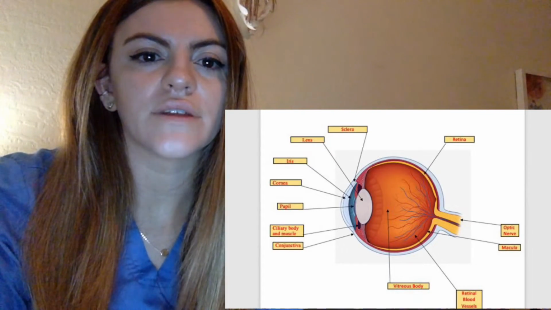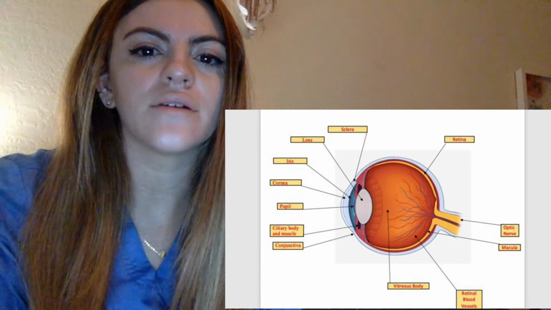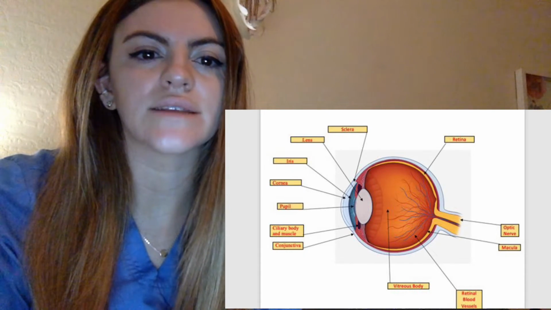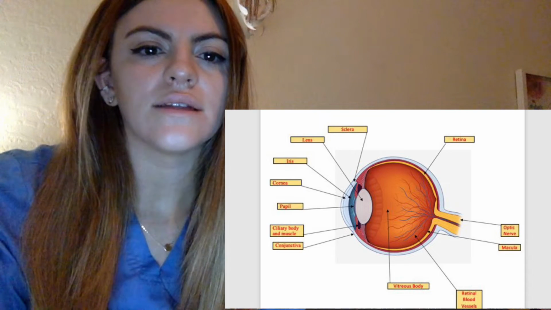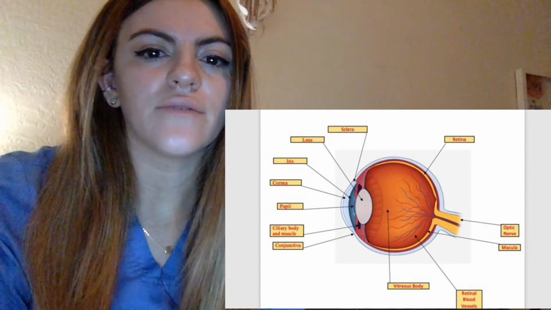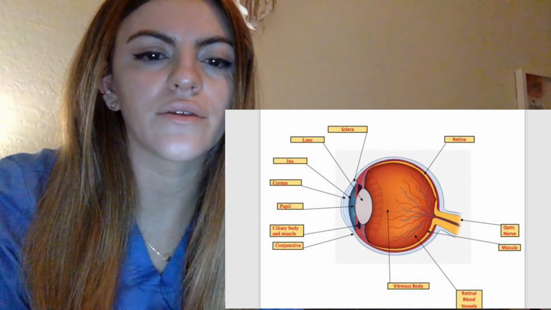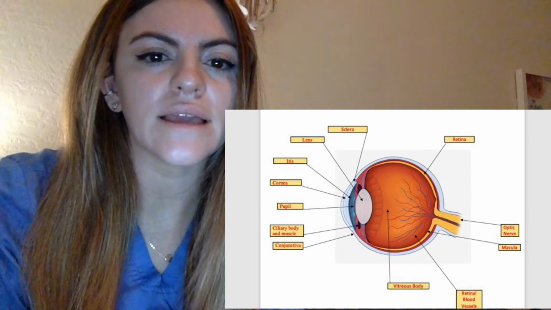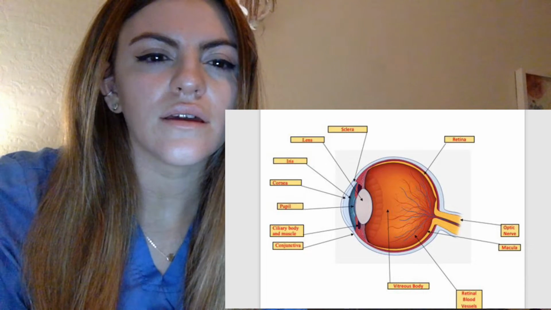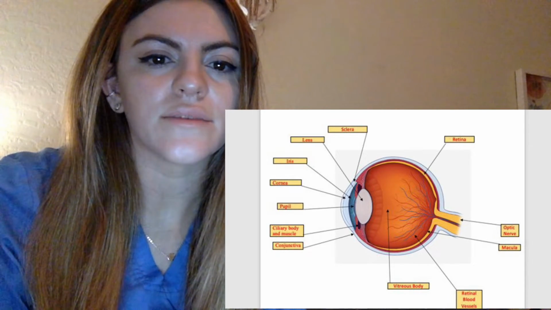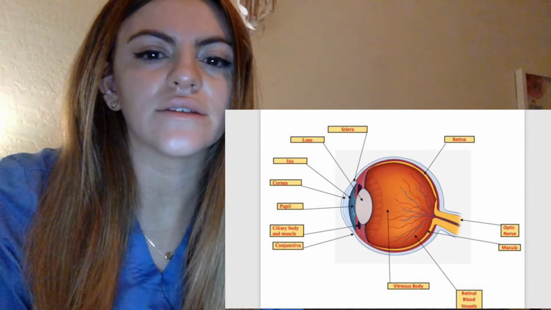So the sclera functions as the supporting wall of the eyeball. It helps maintain the eyeball shape and protects it from injury. The lens function is to transmit light, focusing it on the retina. The pupil is an opening through which light can enter the eye. The iris adjusts the size of the pupil to control the amount of light that enters the eye.